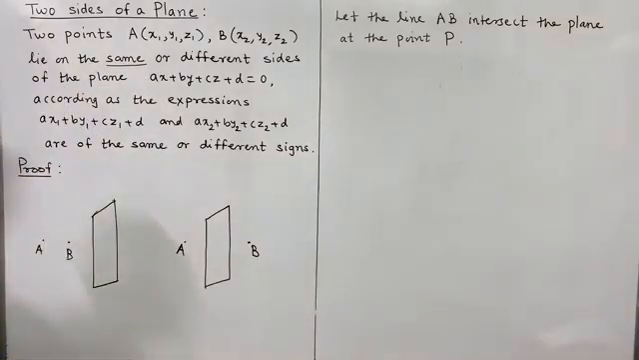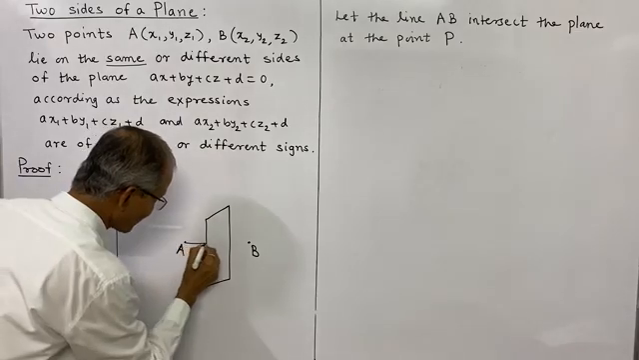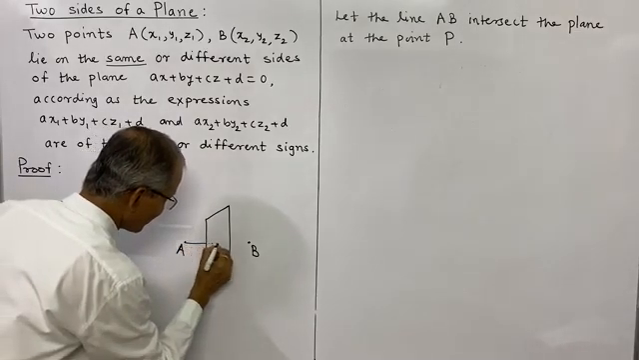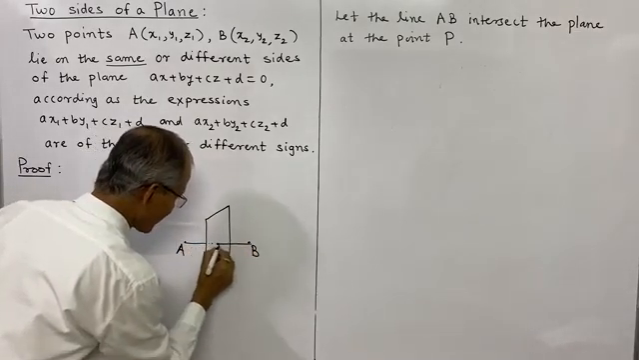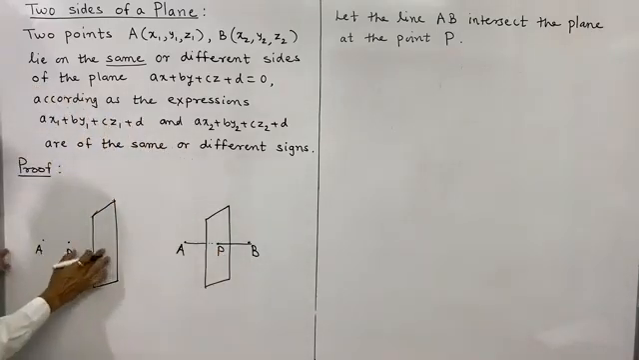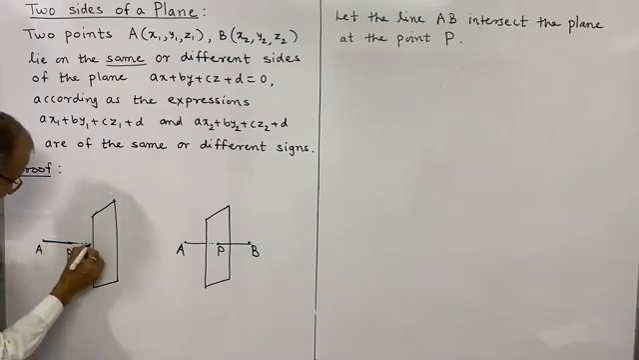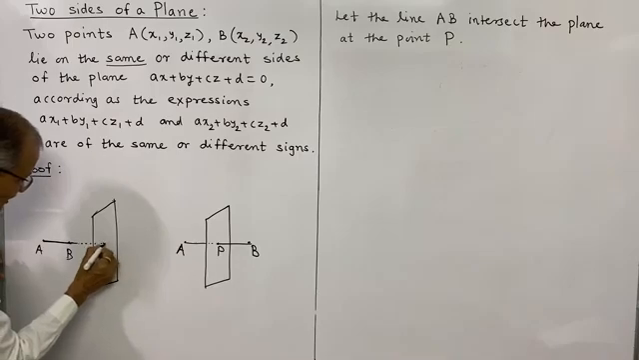Now the point of intersection will be here. This is P, the point of intersection. Here AB intersects the plane, but this will be an external point. So this is the line AB, and if you extend the line AB, the point will be, say, P here.